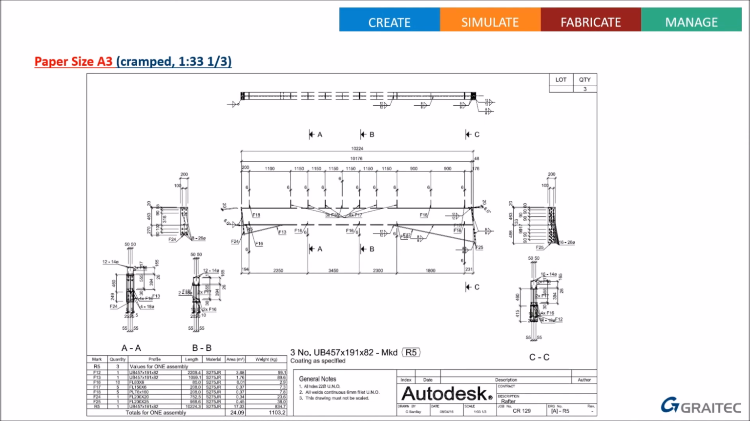So here's a quick example. Here's another rafter drawing. All those views and information are necessary, but I've had to fiddle it. It's 1 to 33 and a third, which is in the standard scale, and I've had to cram those views in and rearrange the views just to cram them onto that A3 sheet.